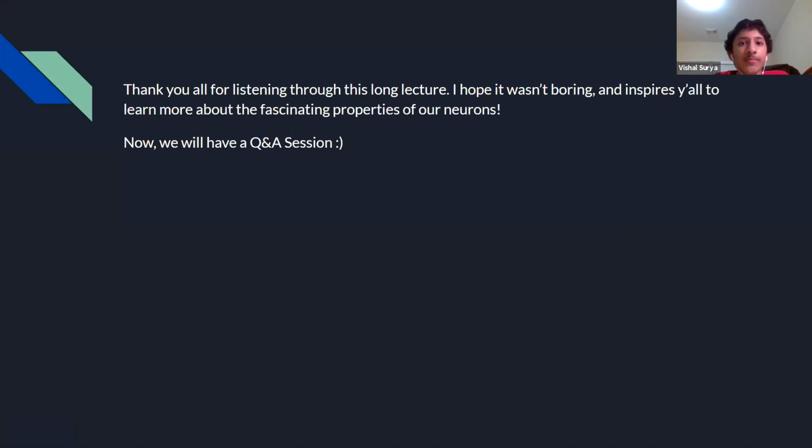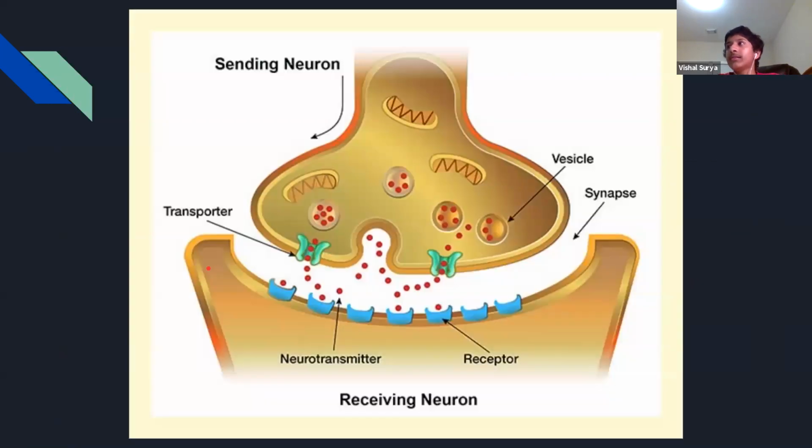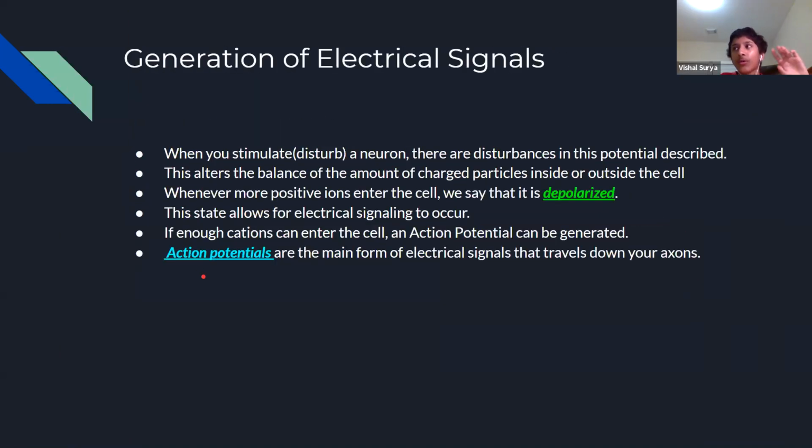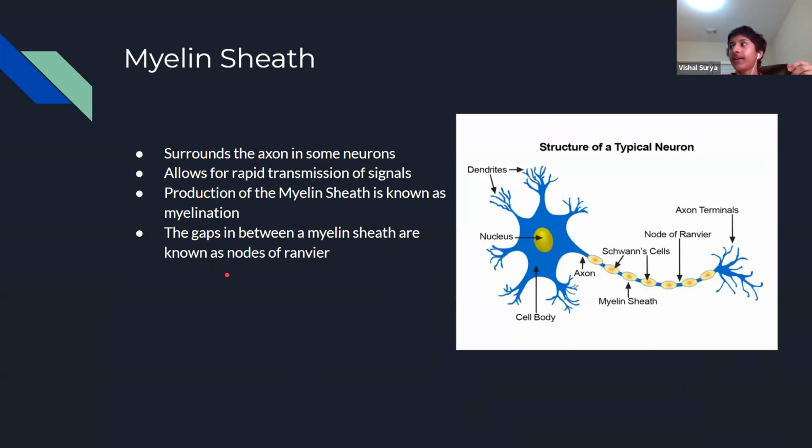Oh yeah, what specifically do the nodes of Ranvier do? Okay, so these things I didn't really get into, I didn't want to go too much into it. But the nodes of Ranvier are important in the regeneration of the signal. The nodes of Ranvier and the myelin work together to make it faster, is what it does.